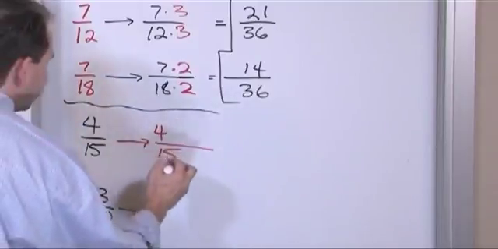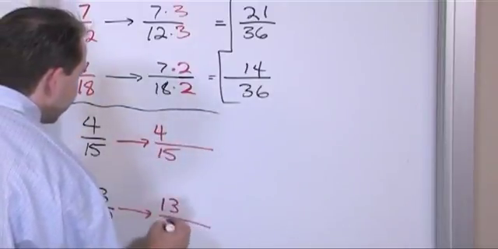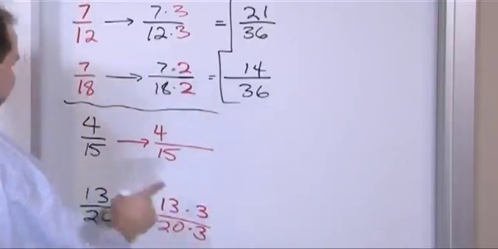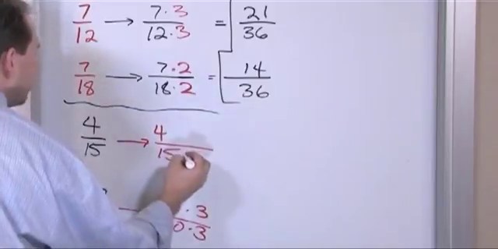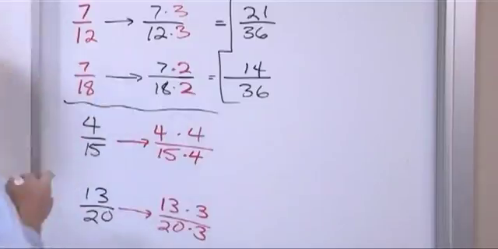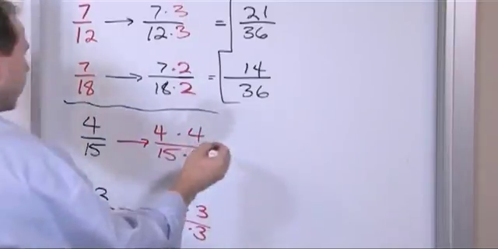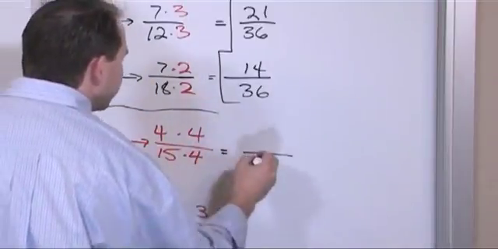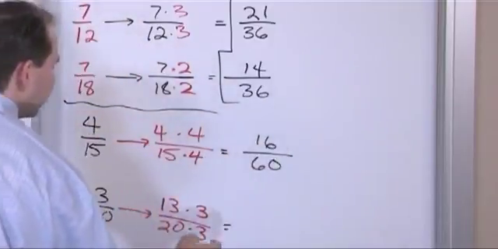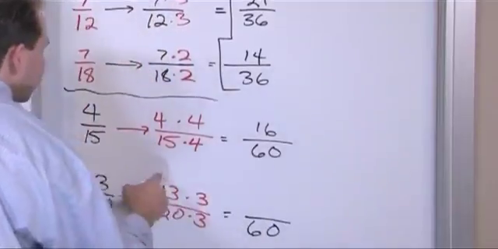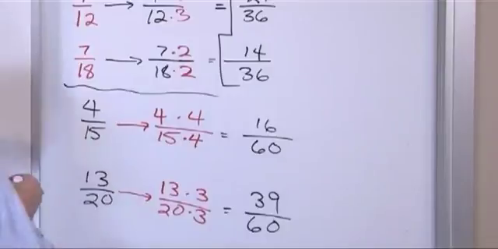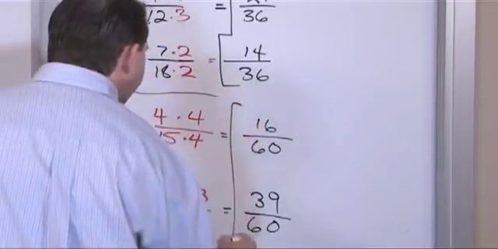The number 60 is something that will work because if I take, for instance, 13 over 20, if I multiply it by 3, then I'll get 60 in the denominator. And if I multiply this number by 4, 15 times 4 is also 60. So it works out nice because this guy, 15 times 4 is 60, 4 times 4 is 16. This guy, 20 times 3 is 60, 13 times 3 is 39. So what I'm going to have is 16 over 60 and 39 over 60, and they both have the same common denominator.